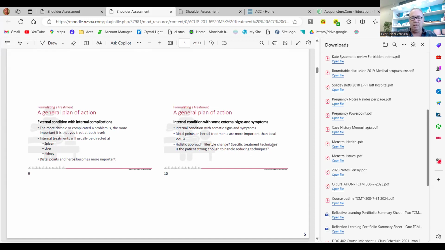So with the reducing techniques, what are we doing? We're accessing the reservoir of qi and blood in the body, and we're using that reservoir to help boost or support the Zang Fu or the flow of qi and blood. If the client is old and feeble or weak, or has a heart condition, or is on blood medication, or has underlying conditions, then you may have to consider that strong reducing techniques might be too much, okay?